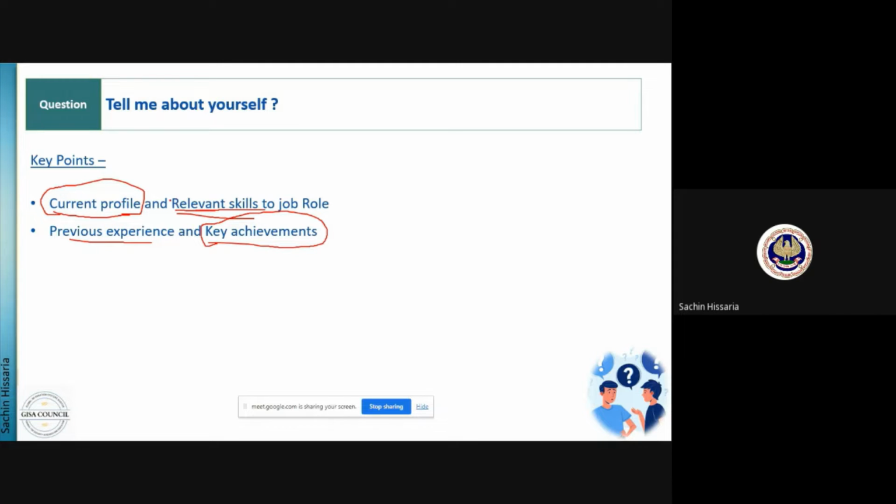Now, from a qualification perspective, I'm a chartered accountant. I have done CISA, CEH, and a couple of other IT certifications to gain knowledge in the domain. So these are the relevant skills I have.